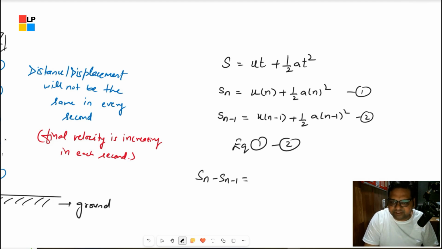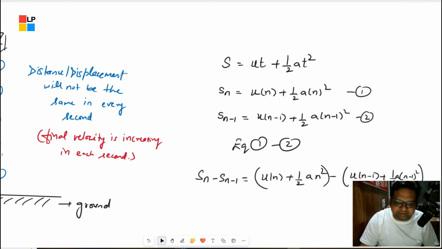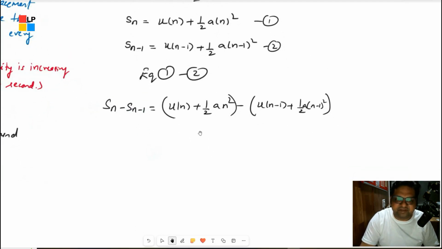and this un plus half an square minus, let's put it in a bracket to make it more meaningful, and this comes out to be like this. Now it is time to simplify the equation. The difference between these two will be the distance covered in the nth second.